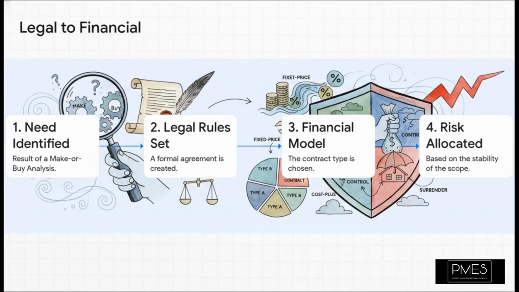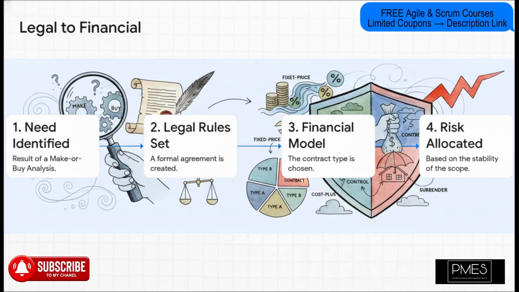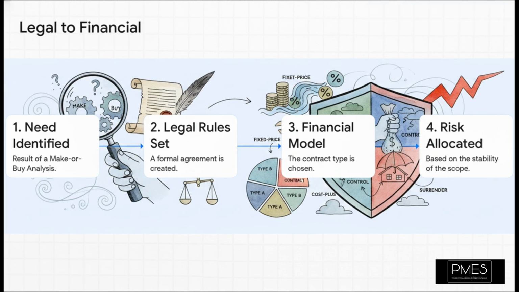Think about how this all flows together. You start out with a make-or-buy analysis, right? You identify a need. Then you set the legal rules of the game with a formal agreement. But step 3, that's the pivot point. You choose the financial model, the contract type, and that single choice is what allocates the risk based on how stable or unstable your scope is. This is the moment you either protect your budget or potentially lose control of it.